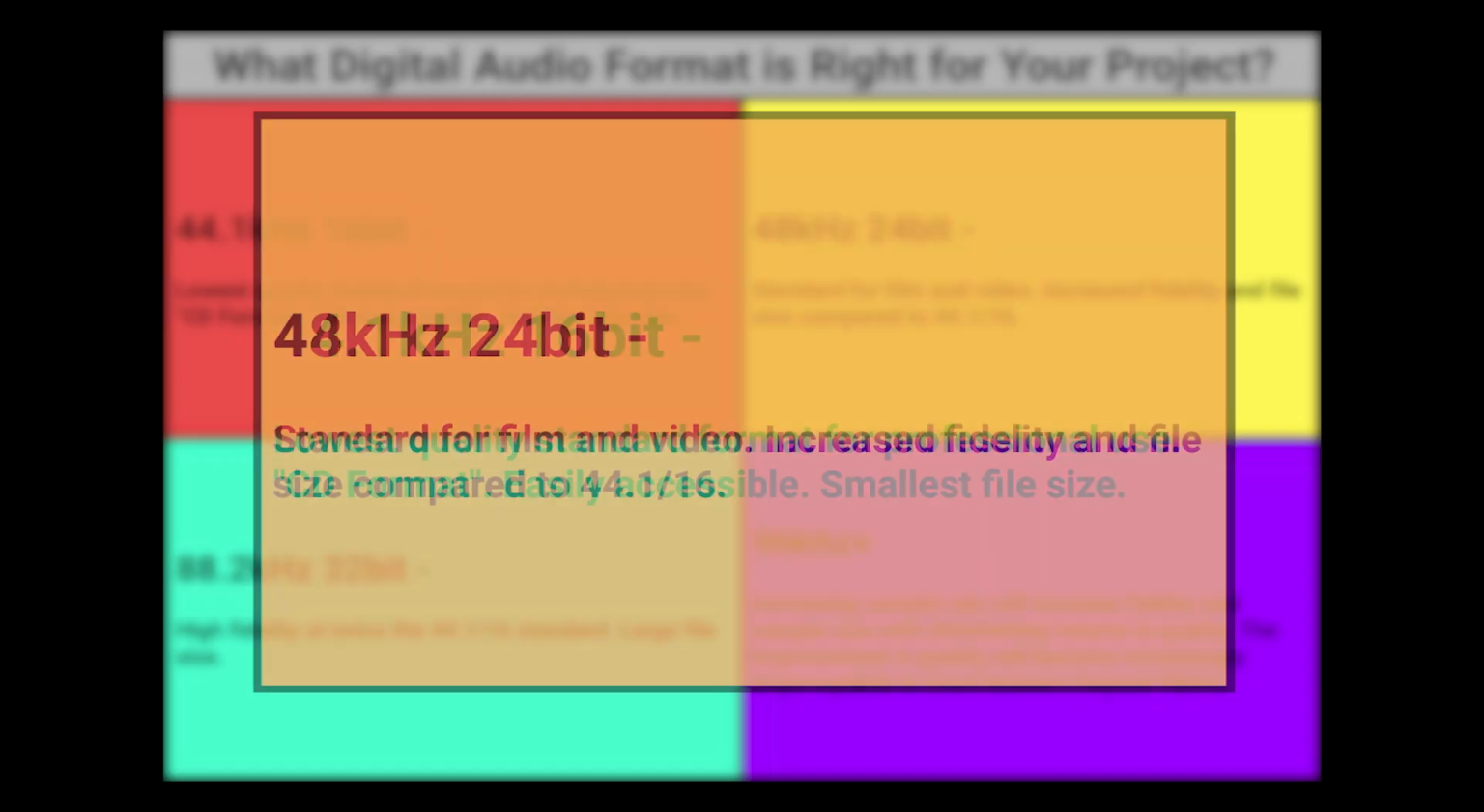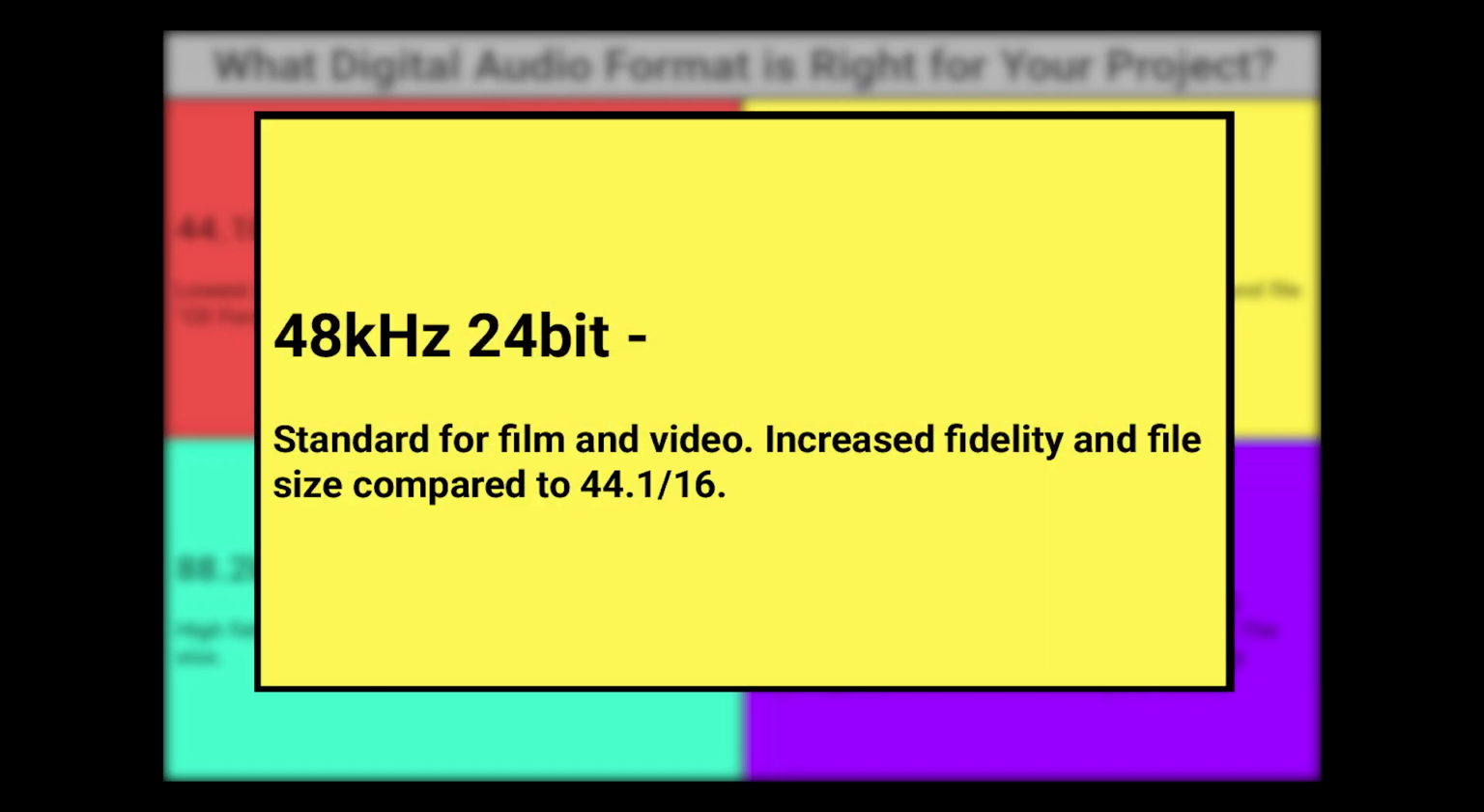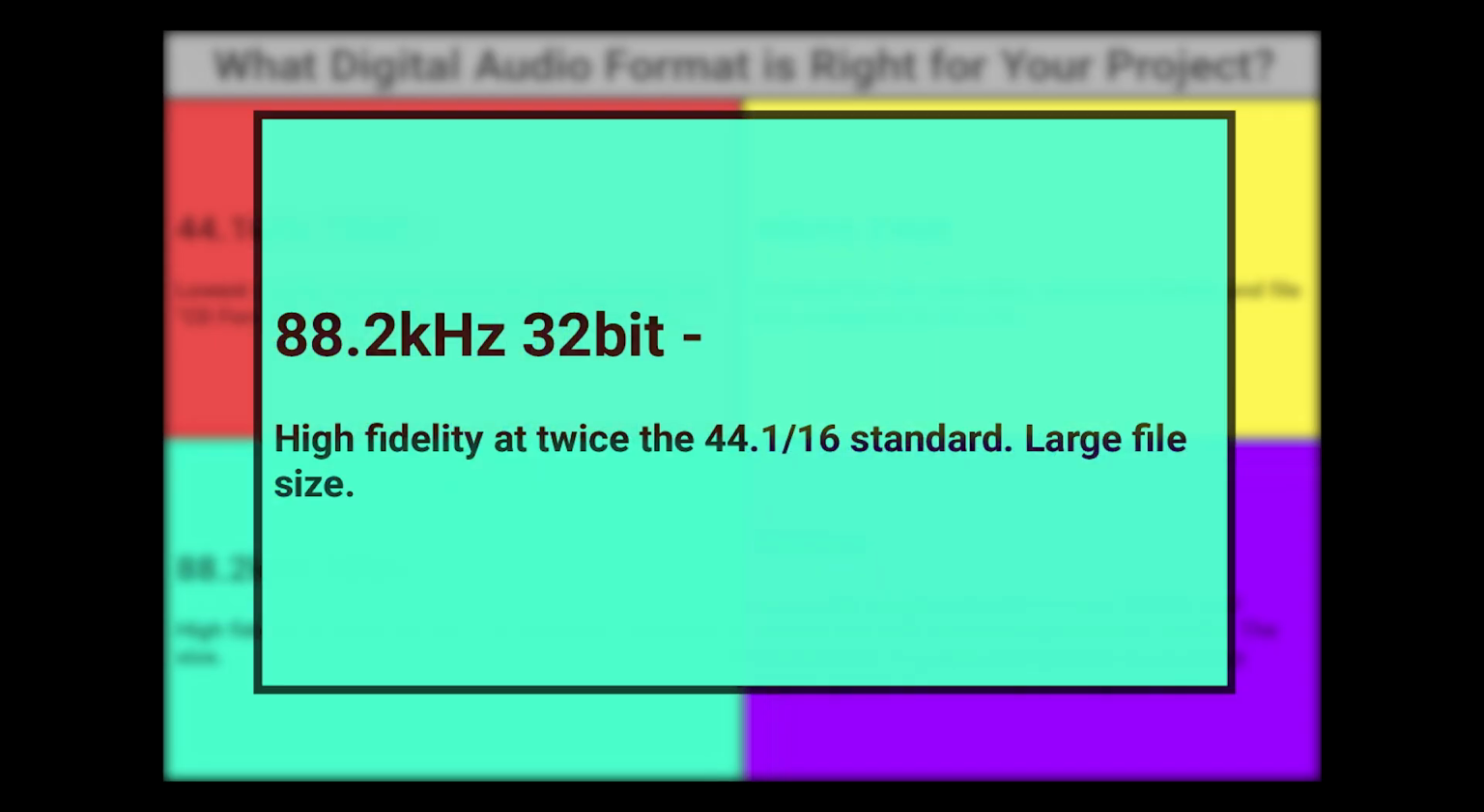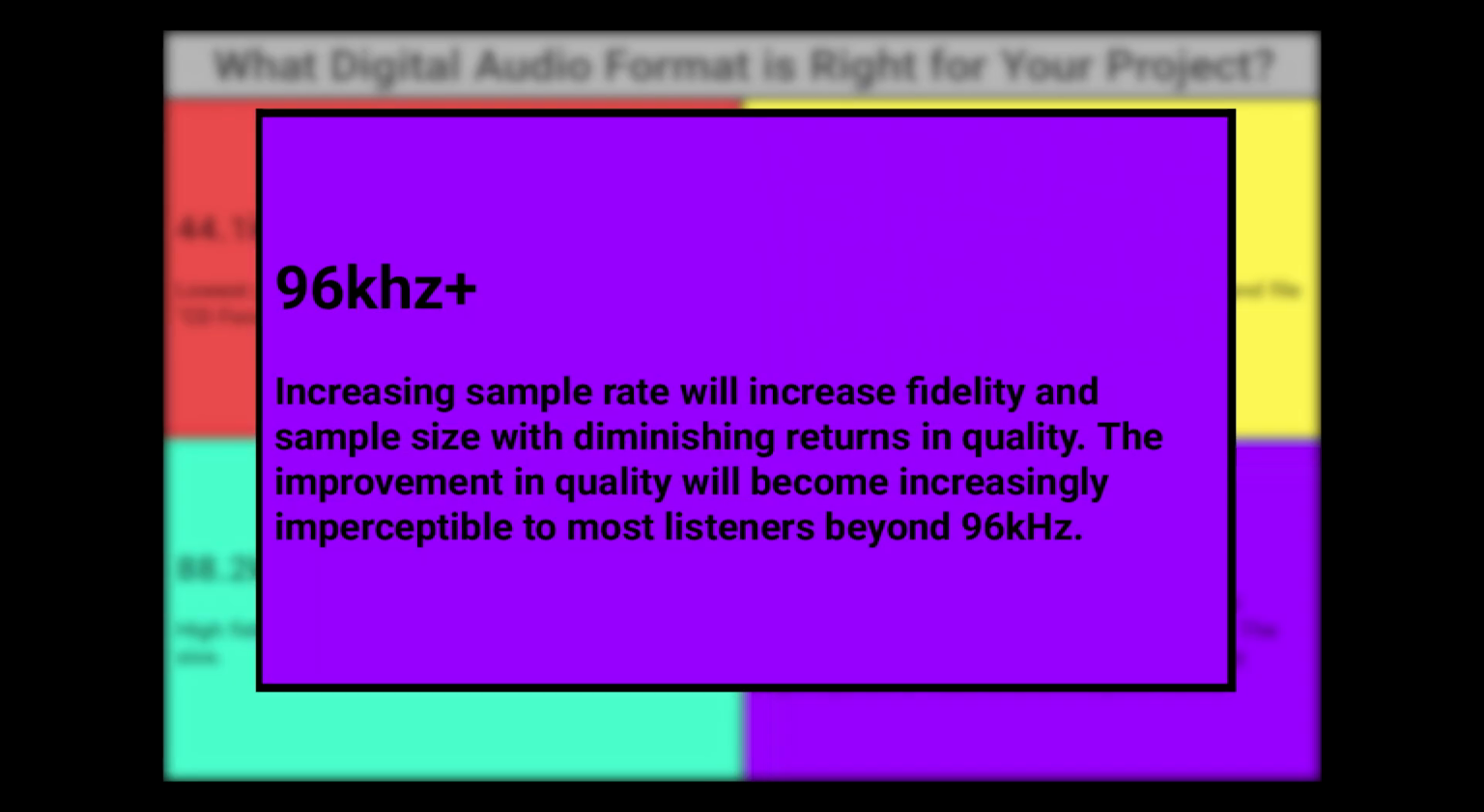If you're working with film or video, stepping up to 48 kHz 24-bit is a better option while increasing file size. The sample rate of 48 kHz will sync with the standard 24 frames per second frame rate. If you'd like to provide higher fidelity, our next jump is to 88.2 kHz 32-bit. This will double the fidelity of the 44.1 standard, while still providing a smaller file size than extreme options. 96 kHz or greater will make for massive file sizes.